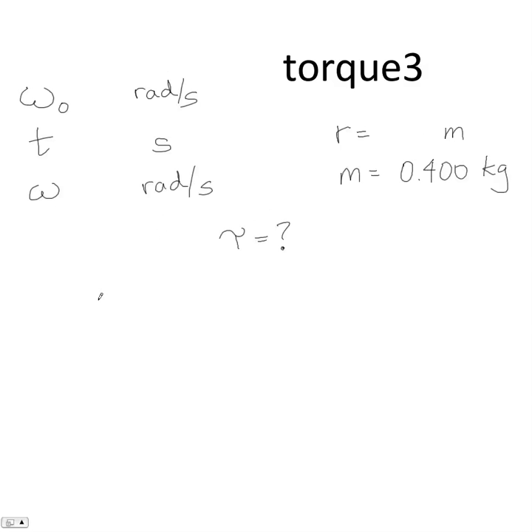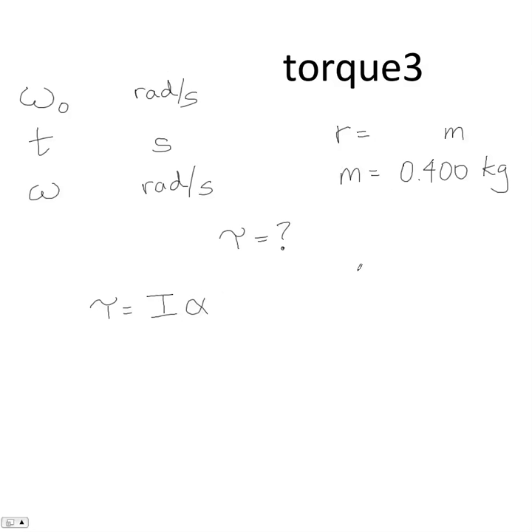Well, at this point, you only have one equation for torque, and that's torque equals I, moment of inertia, alpha. So in order to calculate the torque, we need to know the moment of inertia and the angular acceleration, but they told us neither one. So we're going to need to calculate both of those in order to be able to do this. So let's start with the moment of inertia.